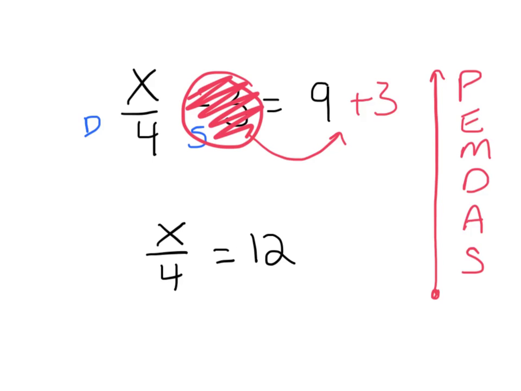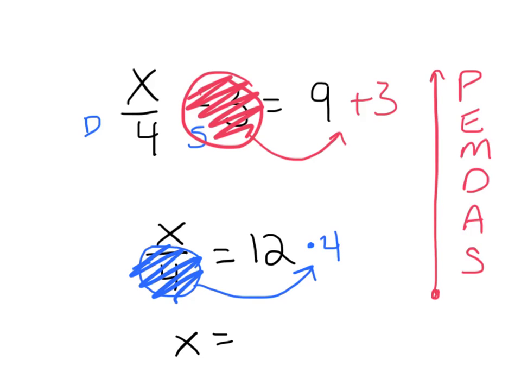This problem says x divided by 4 equals 12. Well, I'm going to take my divide by 4 and move it to the other side so I get x alone. When I move divide by 4, it becomes its inverse, which is times 4. I'm left with x equals on the other side, but now I have 12 times 4, and 12 times 4 is 48. And that's the answer.